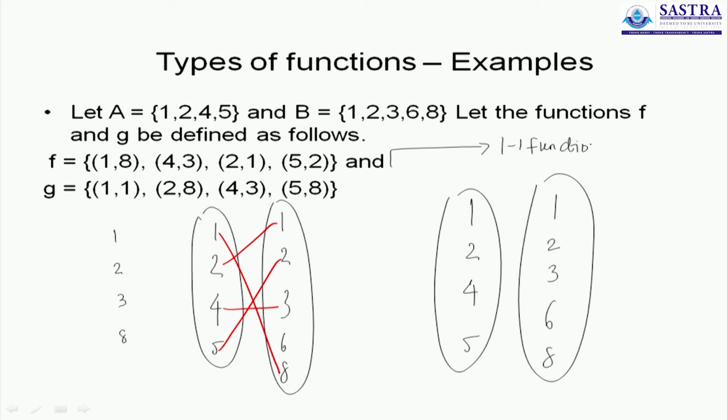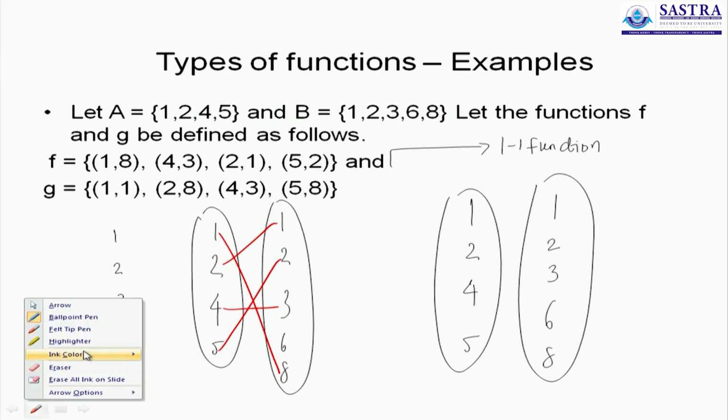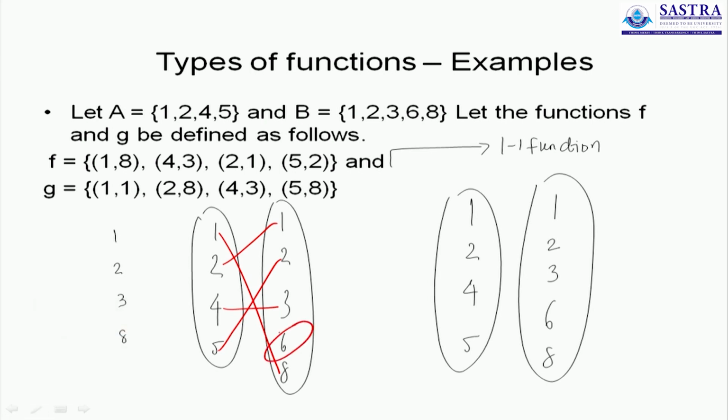But can we call this an onto function? Unfortunately, you cannot, because once again you see that the element 6 is missed out. The element 6 is not mapped with any element from the set A, and therefore it is 1 to 1, but it is not onto.